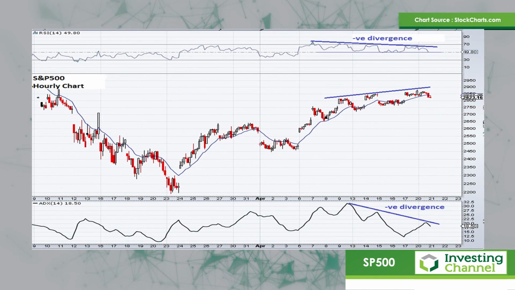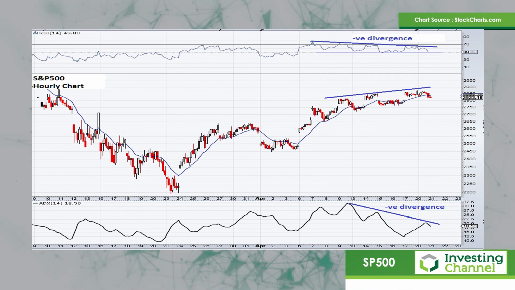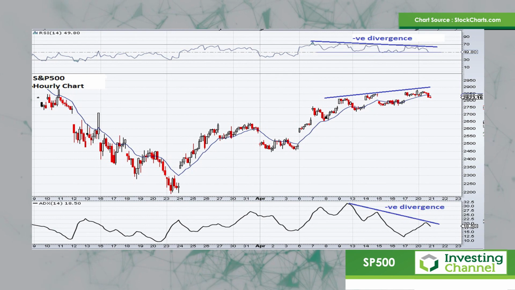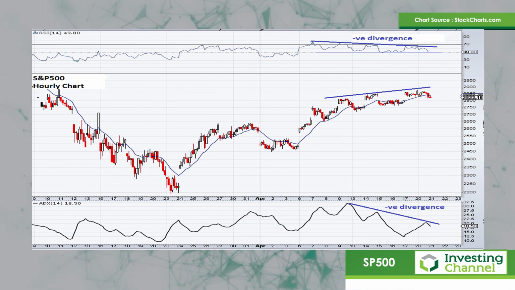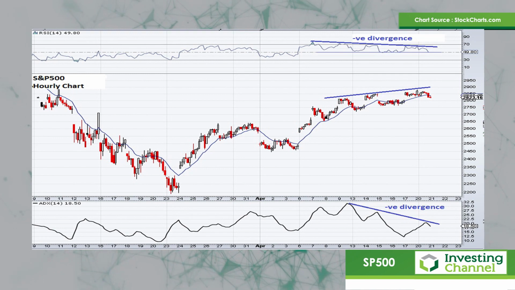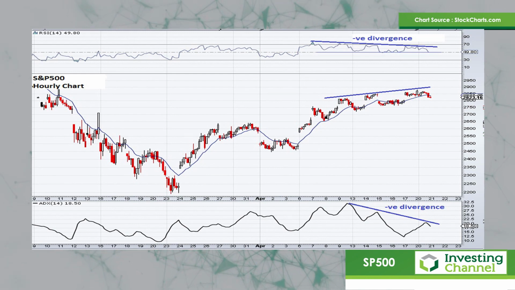Now, my next chart is an hourly chart of the S&P 500. And what I'm looking at specifically here is the negative divergence that has been evident on 2 of the indicators. So at the top of the chart, we've got negative divergence on the RSI, the relative strength index. That's where the price of the index has been making higher highs, but the indicator has been making lower highs.